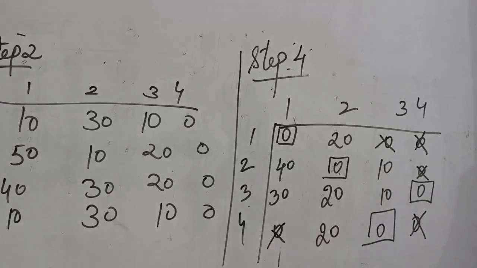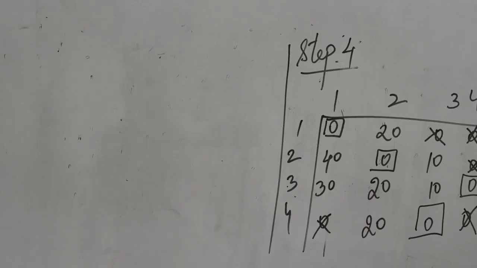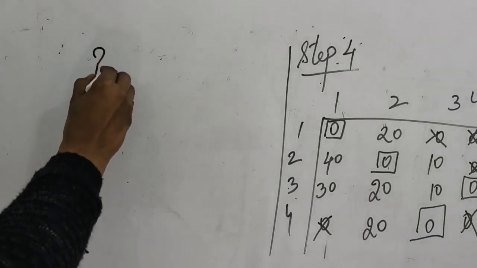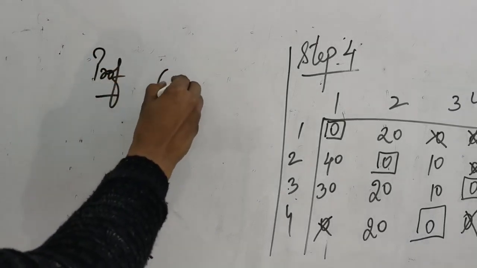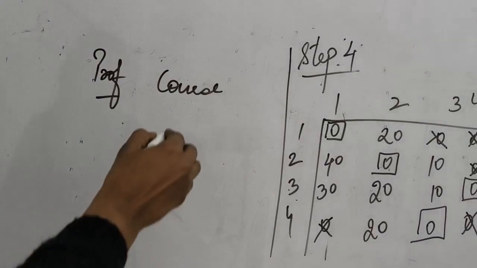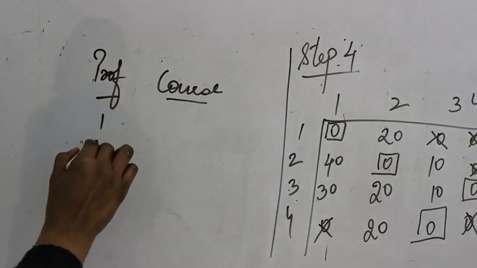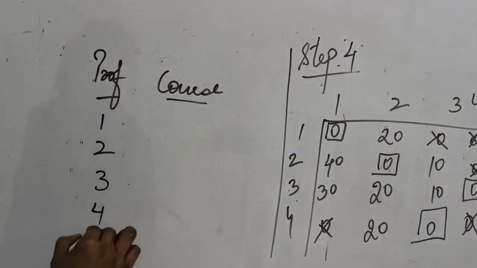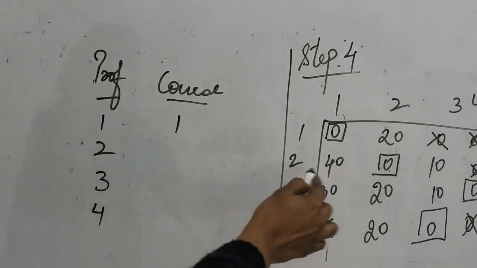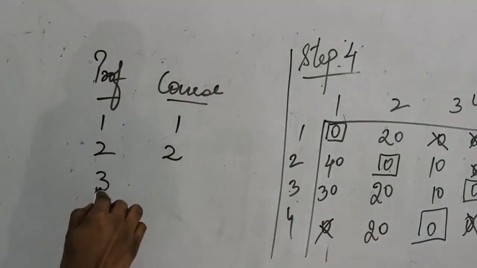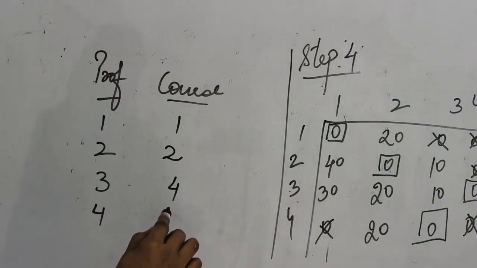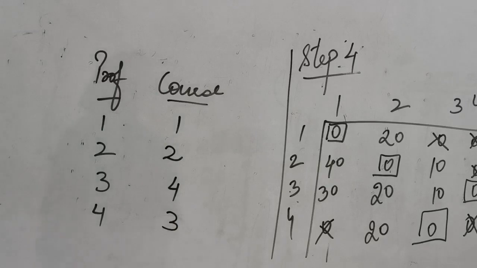Now how we have to show the answer. For showing the answer, we are going to write the professor and the course allotment. So which professor has been given which course? We knew that there were 4 professors in the question: 1, 2, 3, 4. Professor 1 has been given the first course. Professor 2 has been given the second course. Professor 3 has been given the 4th course. And Professor 4 has been given the 3rd course.